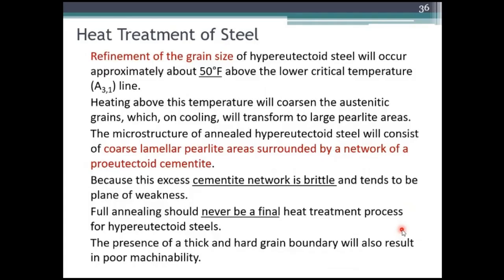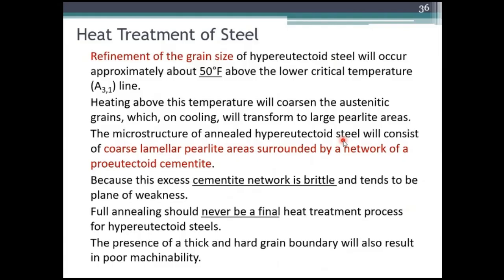Mainly this refinement of the grain size will happen about 50 degrees Celsius above the lower critical temperature itself. Refining of this grain size happens, and after heating it, ultimately more austenite grains are formed, which on further cooling will be transformed to pearlite.